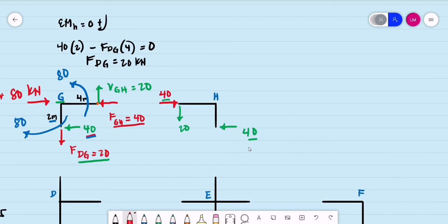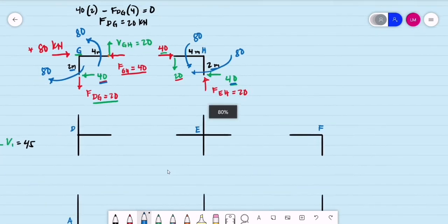So for the vertical forces, this is for the axial force for column EH. Summation of vertical forces, we have only one vertical force, that is the 20 kilonewtons. So we need 20 kilonewtons upward. If we check for the equilibrium, again, this is 4 meters and this is 2 meters. So 20 times 4 is the same as 80, then 40 times 2 is the same as 80 kilonewton meter. So joint H is in equilibrium.